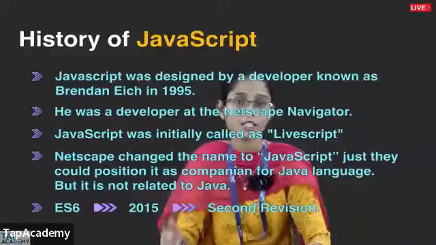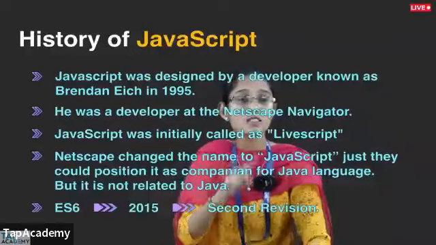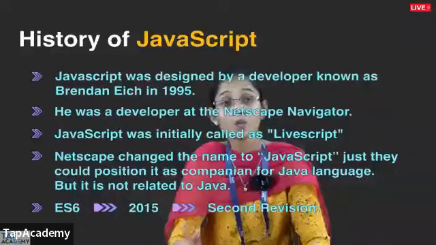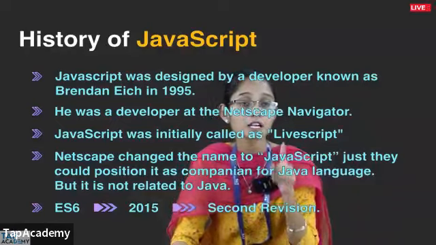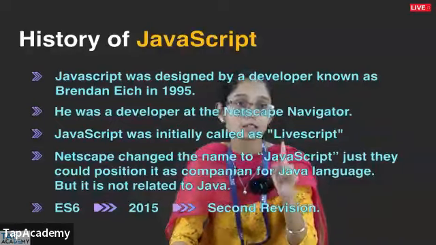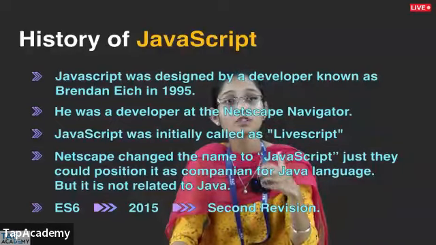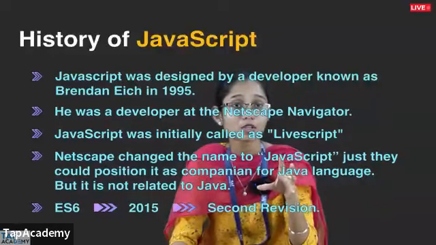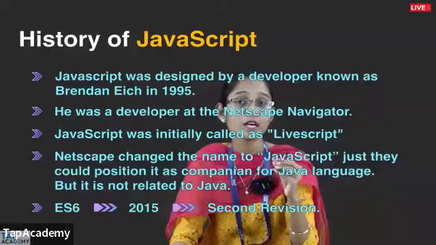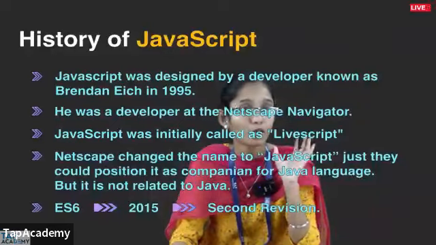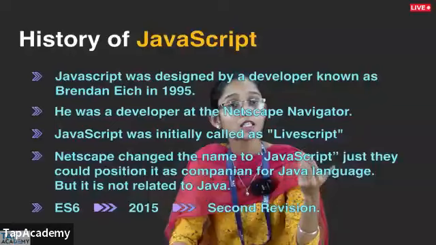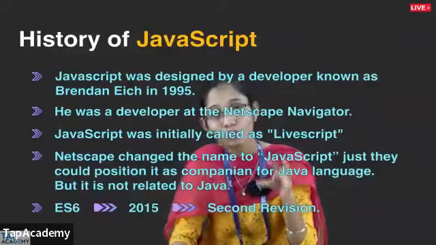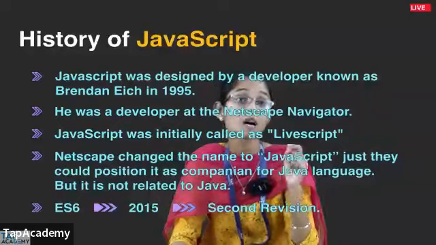Few things are updated. And what does ES6 mean? It is nothing but ECMAScript 6. Why? Because JavaScript, first, was handled by Netscape only. But later on, for development and maintenance purposes, because for any language, any software, maintenance is very important. If maintenance is not there, it will become outdated. So for that maintaining purpose, they handed over JavaScript to ECMAScript.